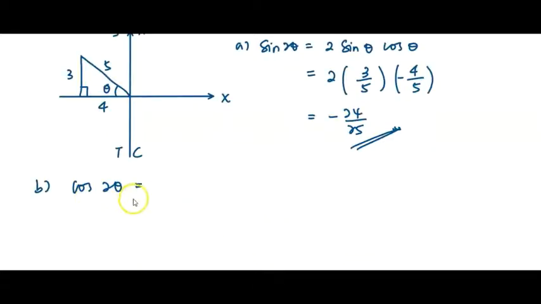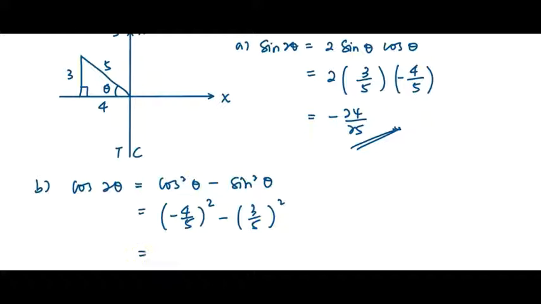For cos 2 theta, we have 3 formulas. You can use either one. The first formula is cos square theta minus sine square theta. You can use this formula or you can proceed to 1 minus 2 sine square theta or 2 cos square theta minus 1. Either one is alright. So now I'm using the first formula, cos square theta minus sine square theta. Like just now, the cos theta from the diagram is -4/5, and square it. Minus sine square theta will be 3/5 squared. Simplify it, you have 7/25.